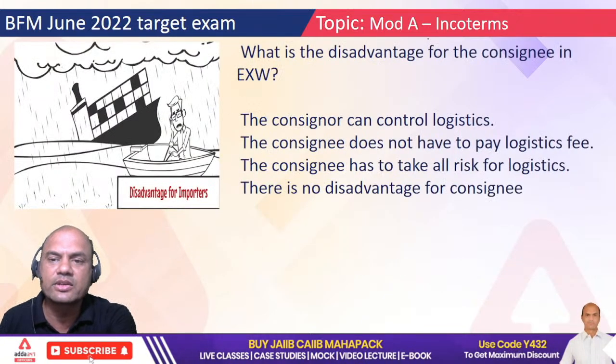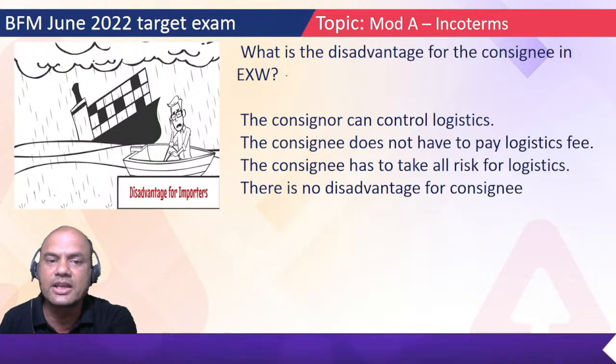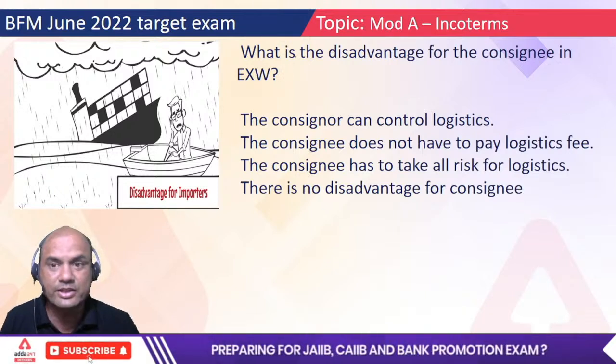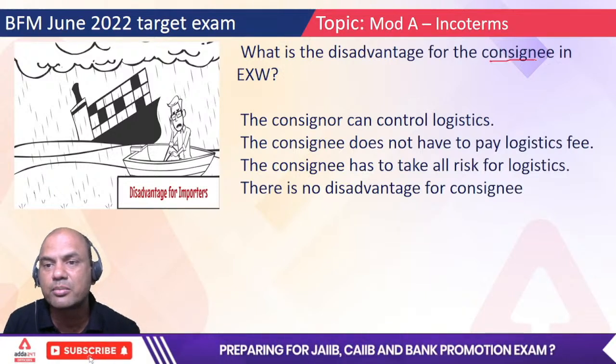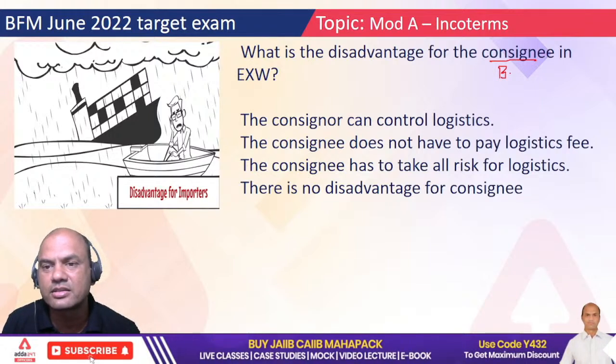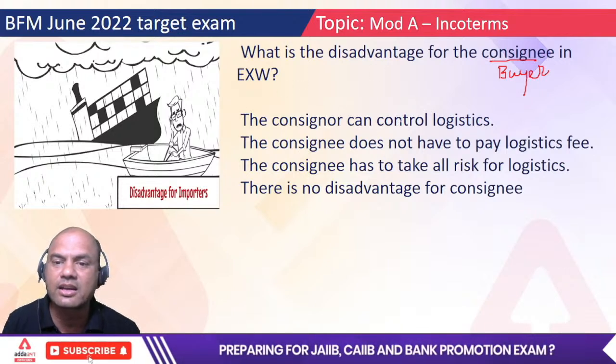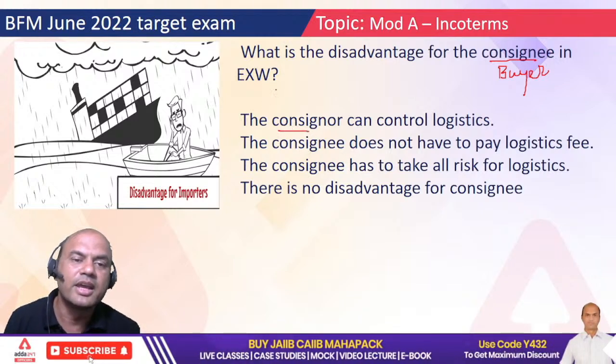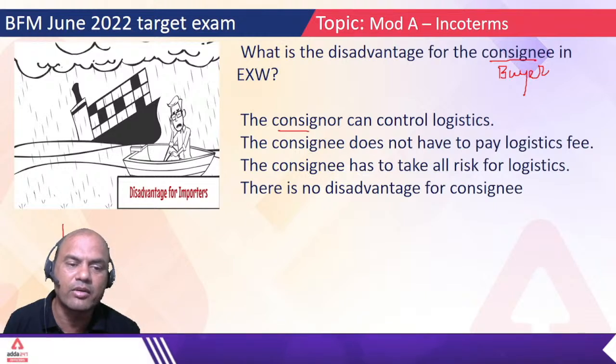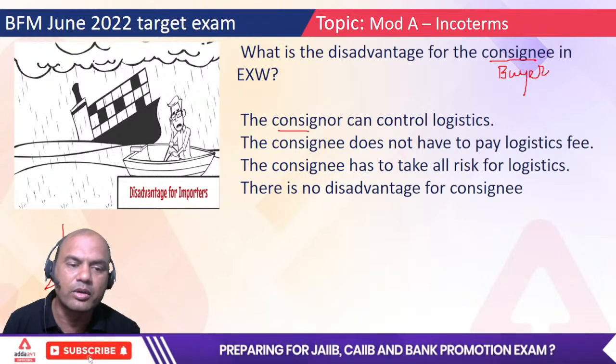What is the disadvantage for the consignee in Ex Works? Consignee means buyer, generally. What is the disadvantage for the buyer in Ex Works? The consignor can control logistics. Does the consignor control logistics over here? Ex Works means this is my factory, this is my gate. Now I put the goods over here. To hell with the goods, I don't care what happens to them.